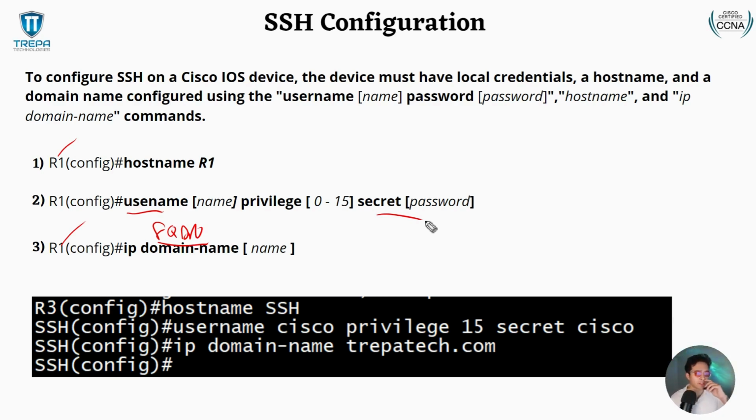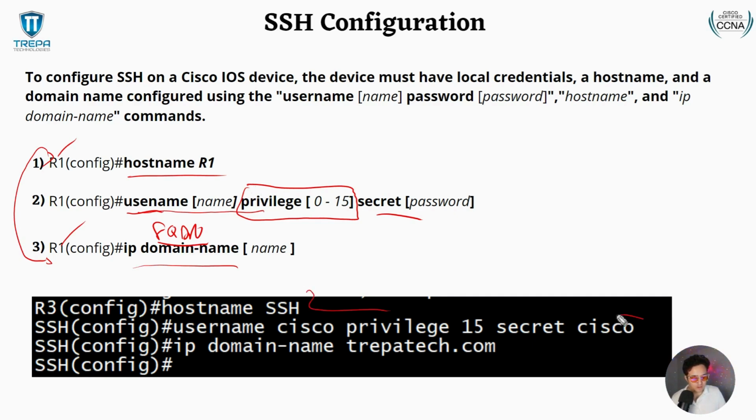So there is a sequence. Now, it doesn't matter in which order you do these commands, but these 3 commands have to be configured before you generate your RSA keys. So set a host name, create local credentials, and then give a domain name. We'll go over what this privilege means when we get into our next section going over security in IOS. It pretty much sets authorization levels. But yeah, it's really that simple. These 3 commands right here. Awesome.